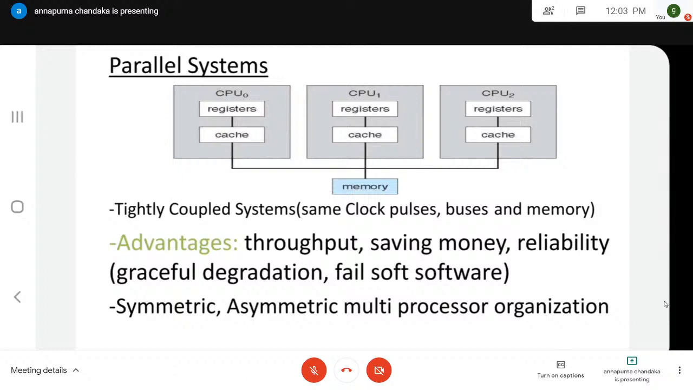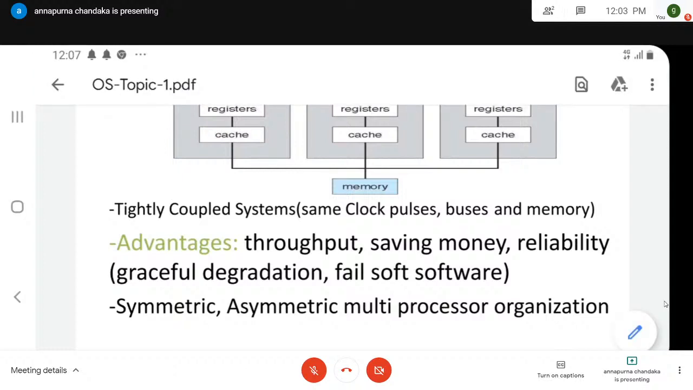The second advantage is saving money. Suppose you want to put in more CPUs, and each CPU has a separate cabinet, separate motherboard, separate peripheral devices. It takes more money. If all are integrated on a single board, it is going to be less cost.